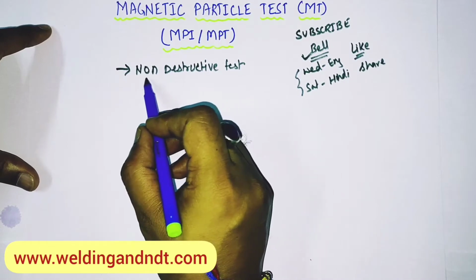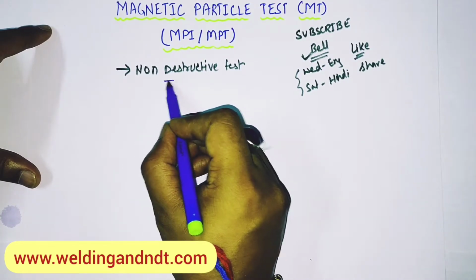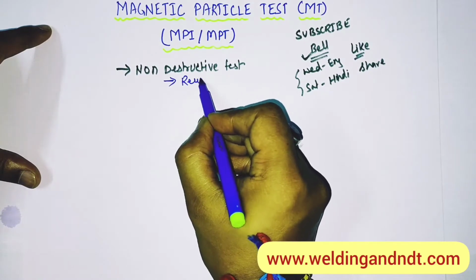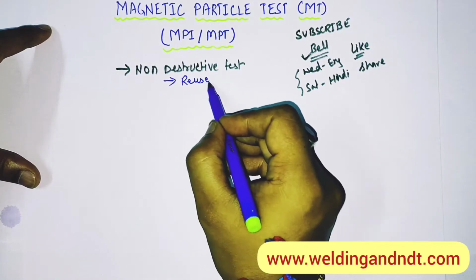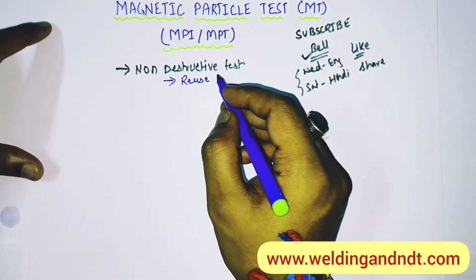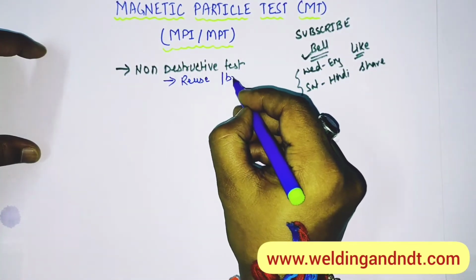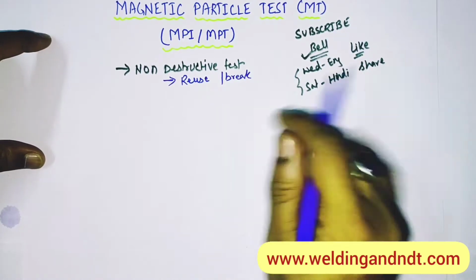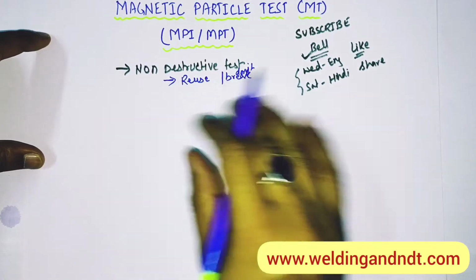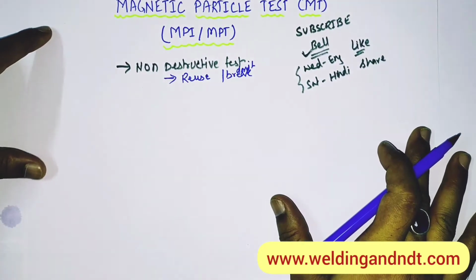Now if I say it's a non-destructive test, it means after the test the component can be reused. The component can be reused, hence it is called a non-destructive test. It means we do not break the sample during the testing, and that's why it can be used as it is.